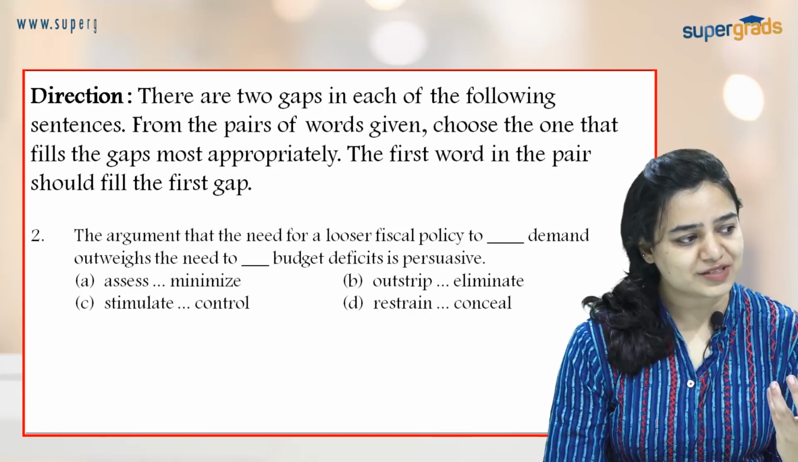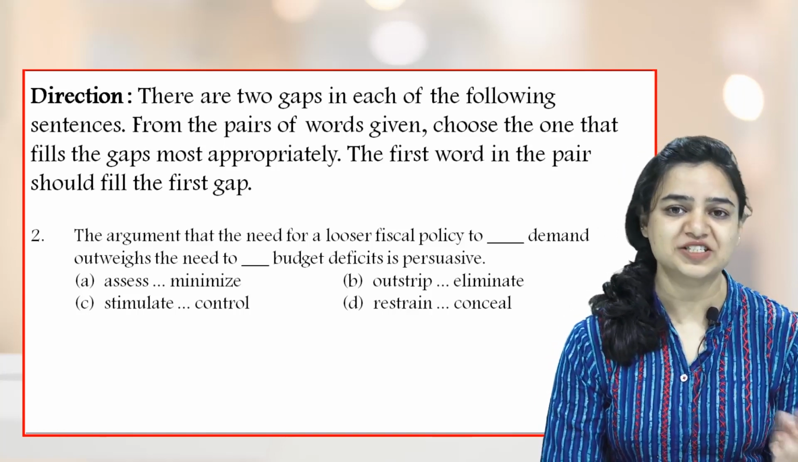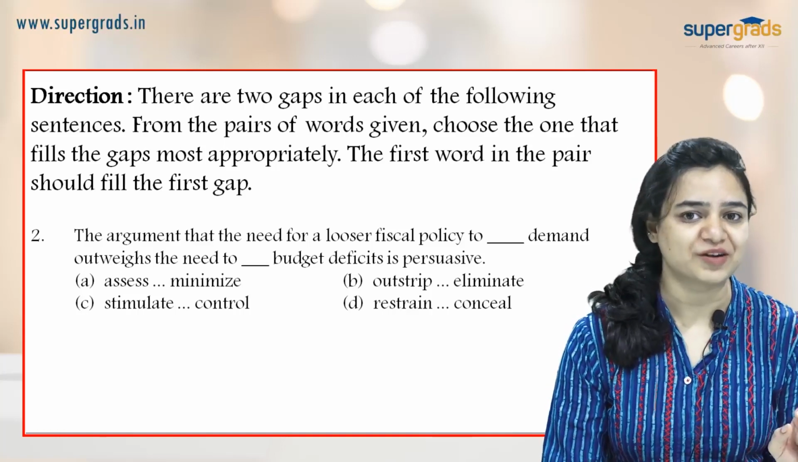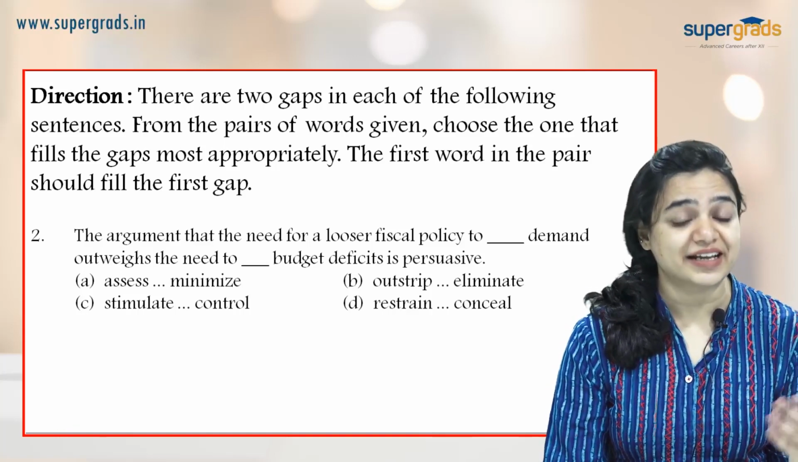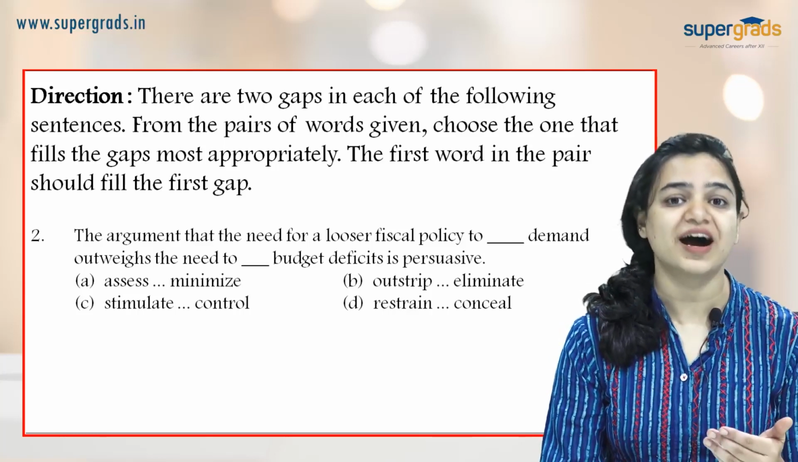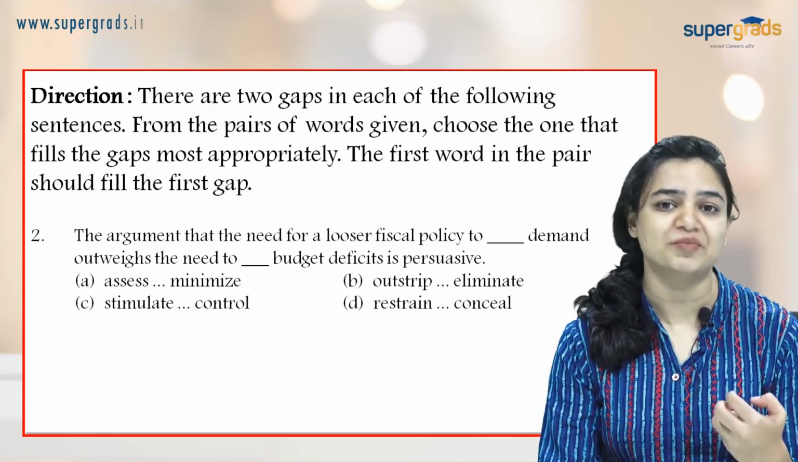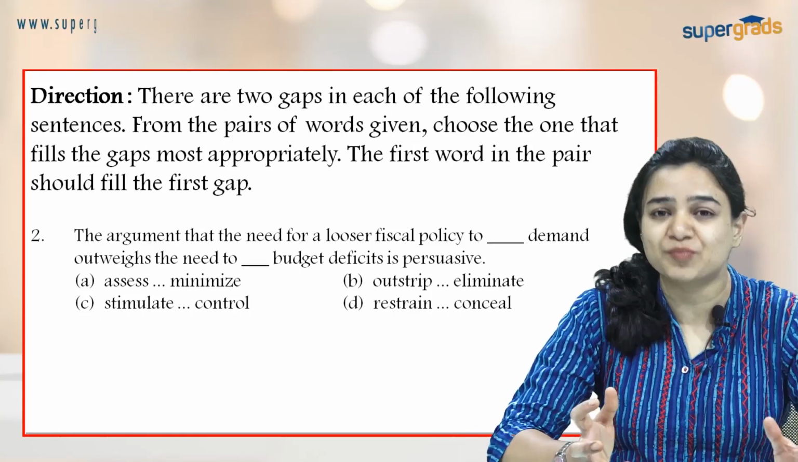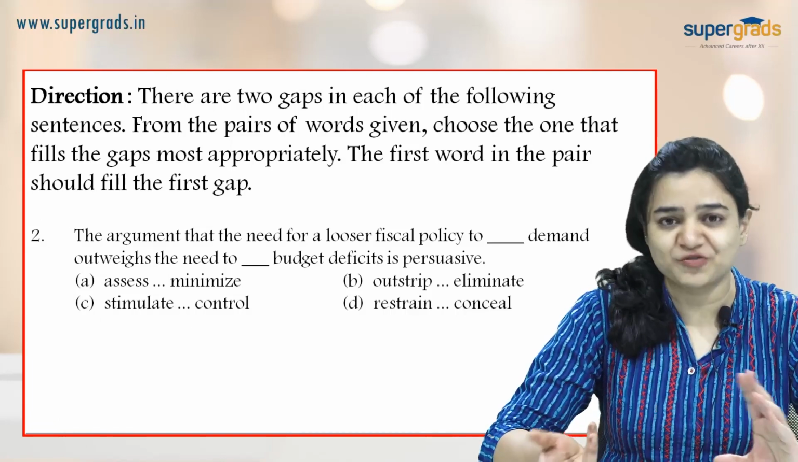Now, A also seems like an option that could fit, but just assessing, just finding out the demand is not part of the argument. It's stimulating it, increasing it. But on the other side, we have one more argument, which is to control budget deficits. And we are sort of in a fix, in limbo, about which one we should prefer.